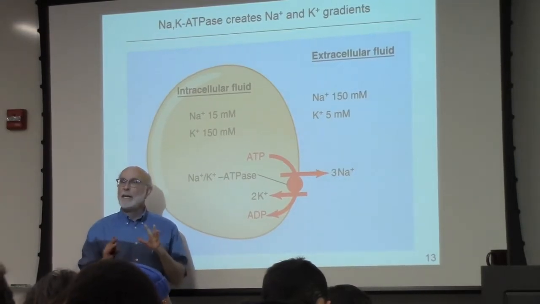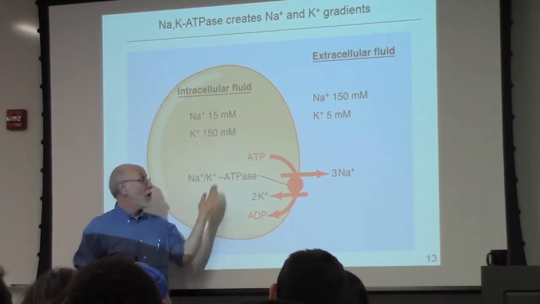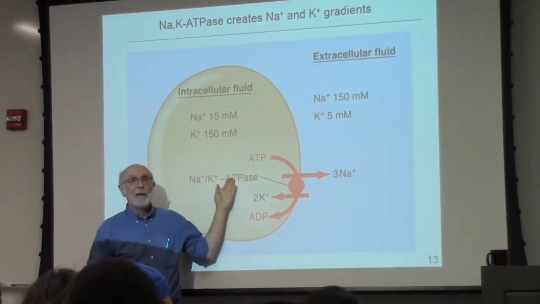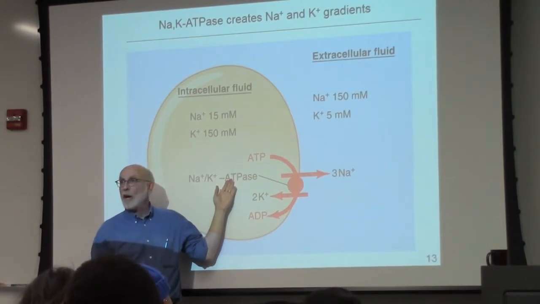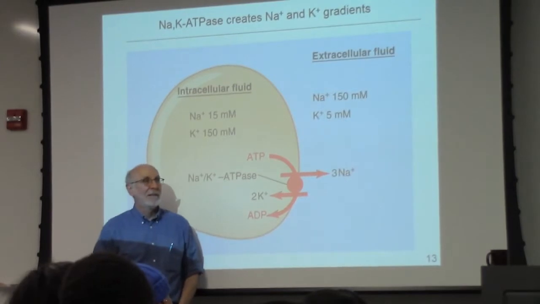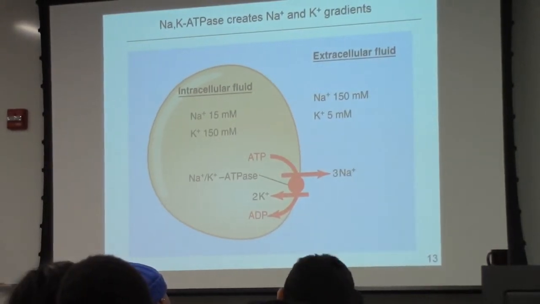The gradient is highly stable, as long as there's ATP. If the person stops breathing, and there's no more ATP because there's no more oxidative phosphorylation, then obviously things change. That's called death.